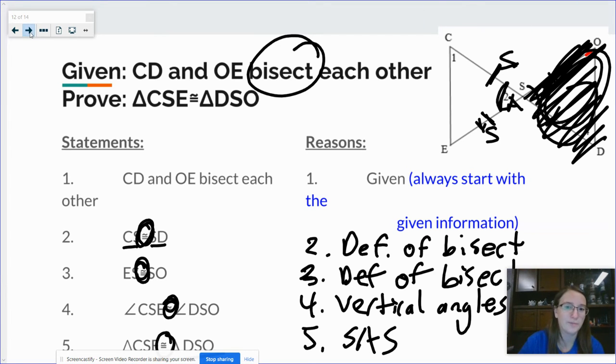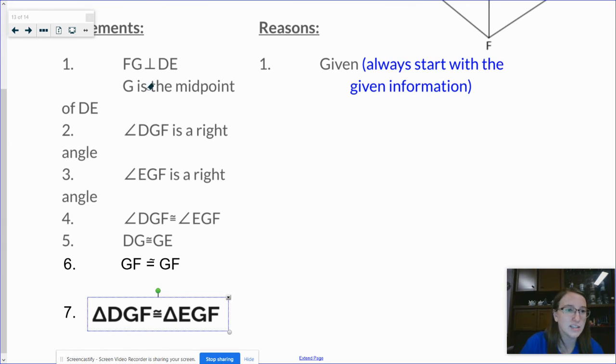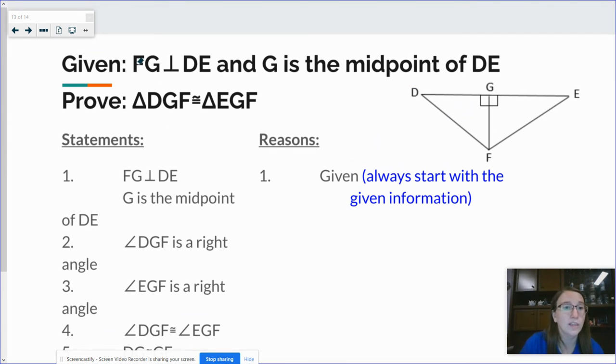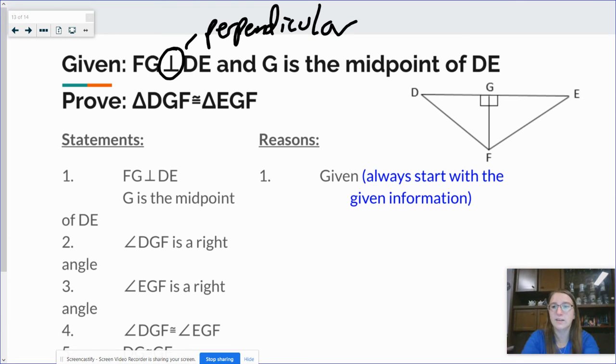Let's go ahead and try another one. Okay, so again, before we even look at our statements, we're going to go ahead and look at our given and mark everything we possibly can on the picture. So copy the picture. We're going to mark everything we possibly can here. Now, they have already marked one of the things for us. This little symbol right here, guys, this means perpendicular if you haven't seen this before. And so they already marked that.